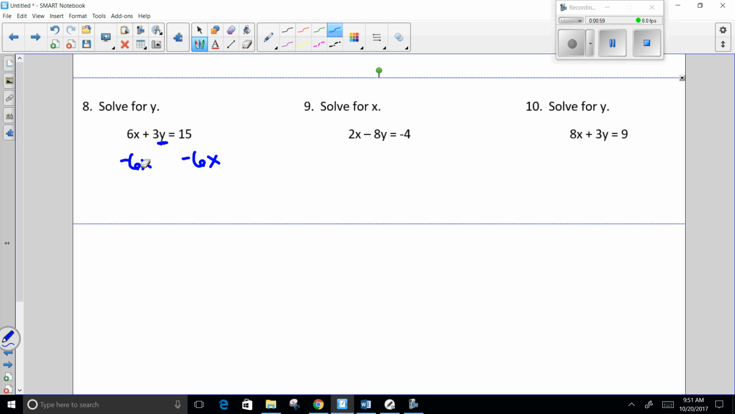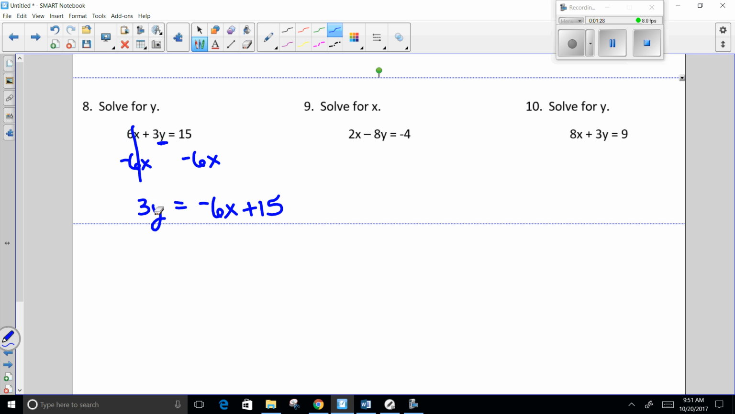So what happens is 6x minus 6x is 0, so those get crossed out, equals, so I have 3y equals 15 and negative 6x. They are not like terms. I cannot put those two numbers together and call it 9x or 21x, depending on if you add or subtract. So what I do is I leave them separate. I leave it as a negative 6x and a positive 15. I can't put them together because they are not like terms.